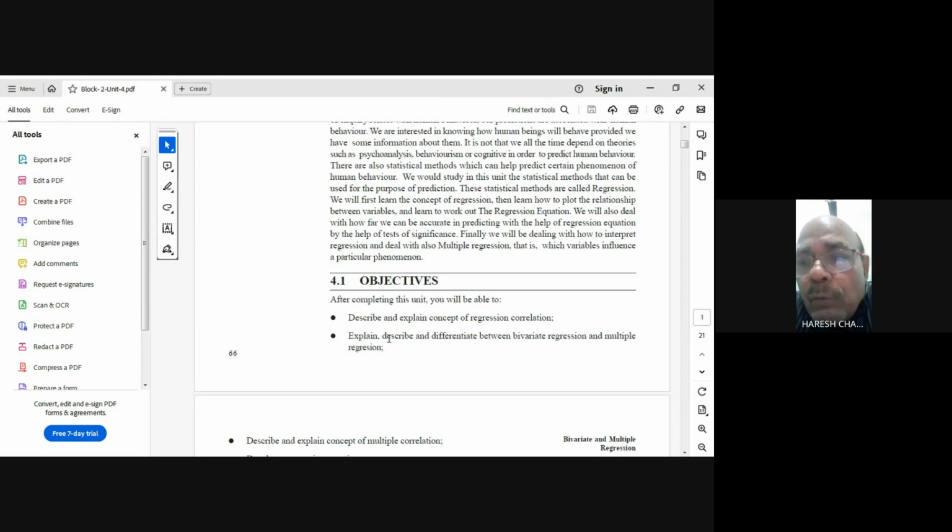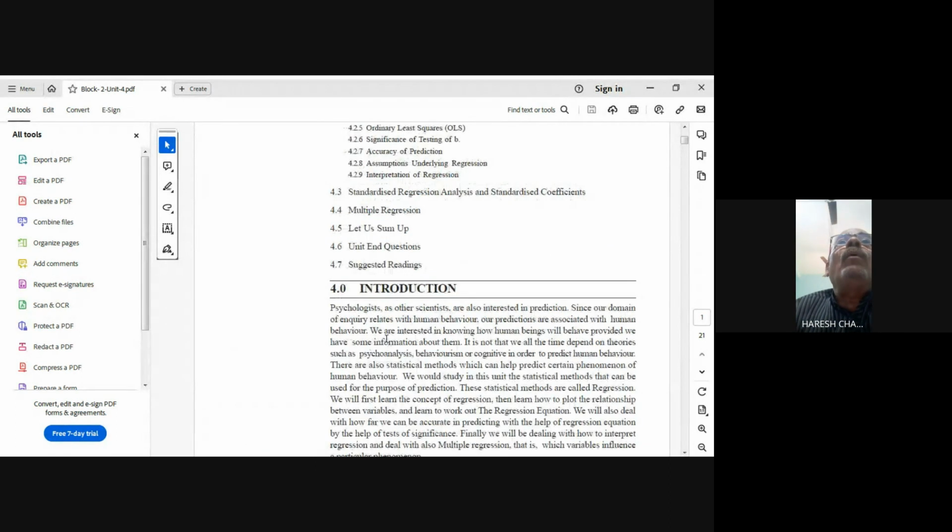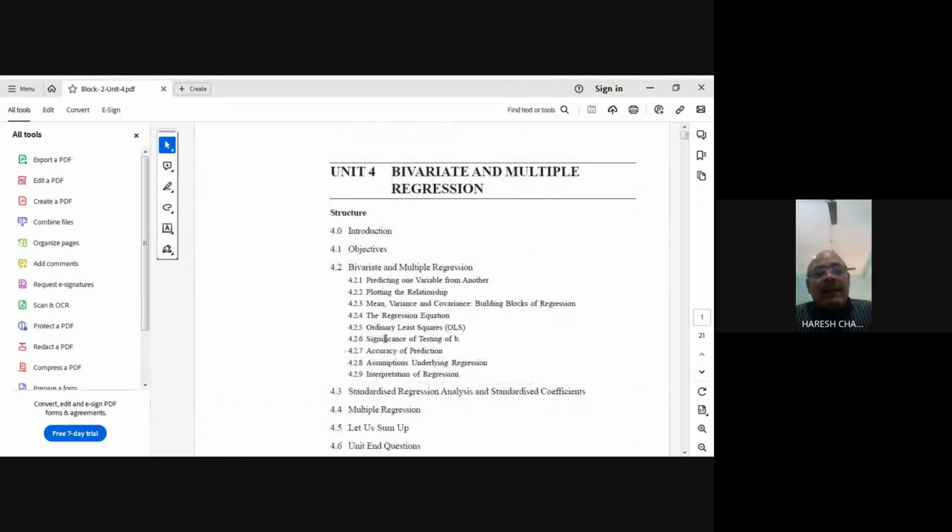Meaning if you want to predict one variable from another, or if you want to know the effect of one variable on another, then it's a linear regression. If you want to understand the effect of many variables on another, it is a multiple regression situation. And your course is on both. Bivariate means linear, and multiple regression means many.